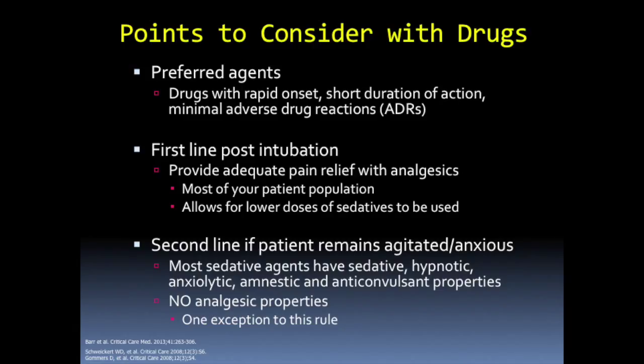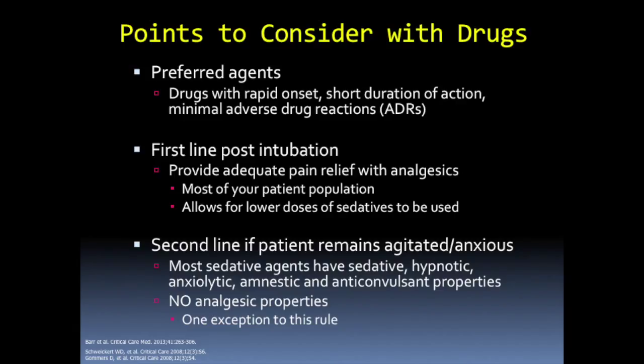Your first line in post-intubation is to provide adequate pain relief with an analgesic. Before you even walk away from the patient, make sure you tell your nursing staff what analgesic you want to use on your patient. And this is going to hold true for most of your patient population. There really isn't anyone that you want to avoid analgesia in when they're intubated. And also, by using analgesics, this allows for lower doses of sedatives to be used. It almost acts like a sparing effect. I mean, if you think about it, if you use lower doses of two agents, it gives you less chance of having an adverse drug reaction, and it's much better for the patient.